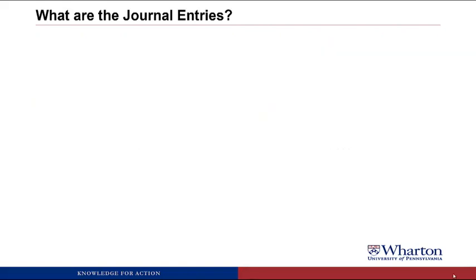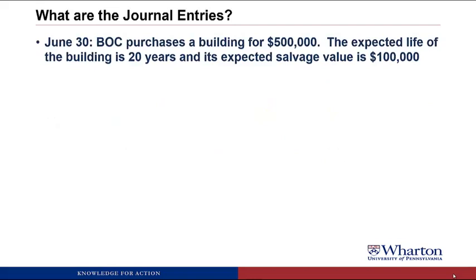Next series of transactions. It's June 30th. BOC purchases a building for $500,000. The expected life of the building is 20 years, and its expected salvage value is $100,000. At this point, we have to account for purchasing the building, but we're not going to do any depreciation yet because we just bought the building. We paid $500,000 cash, so we credit cash $500,000. We received a building. A building's an asset, so we debit building for $500,000.